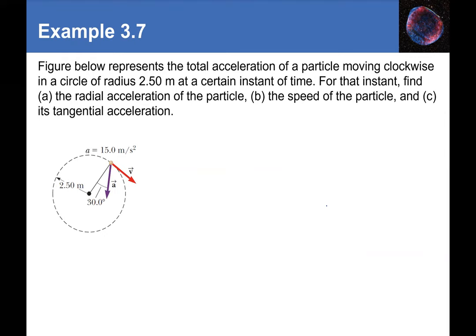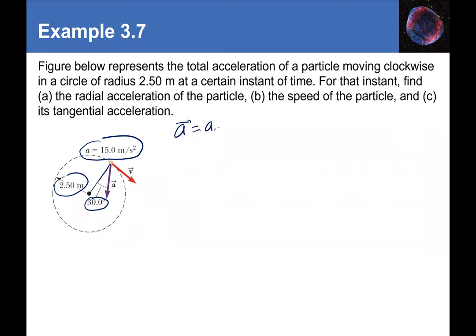So the figure below represents the total acceleration of a particle moving clockwise in a circle of radius 2.5 meters at a certain instant of time. That means these are instantaneous values. For that instant, find the radial acceleration of the particle, the speed of the particle, and its tangential acceleration. So here's what we get. We're given the radius 2.5, and I'm given acceleration 15 meters per second squared. I'm given theta it makes with respect to the normal, basically with respect to the line connecting the particle and the center.